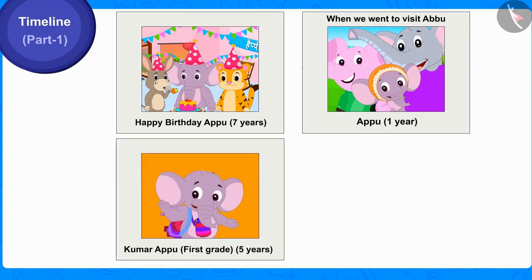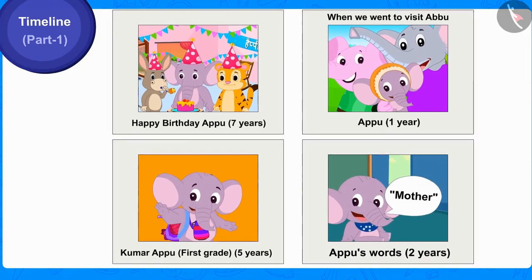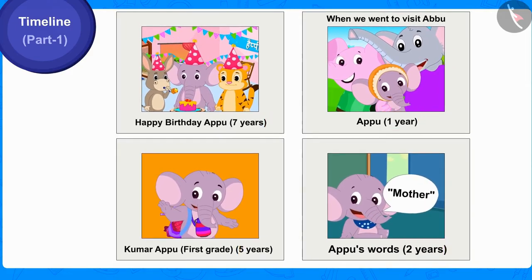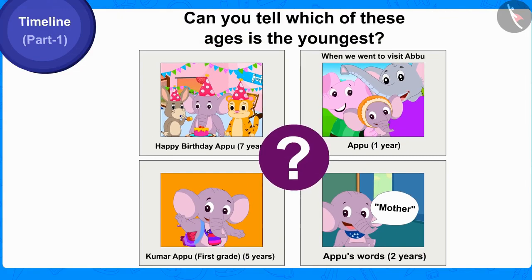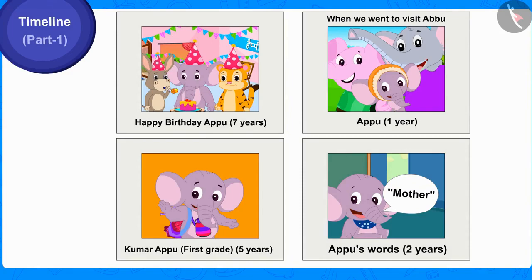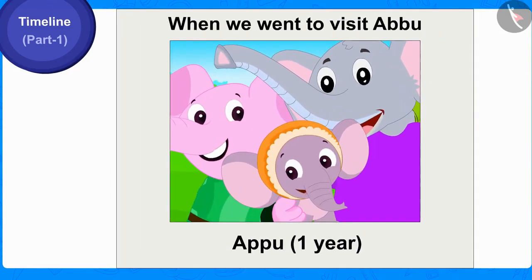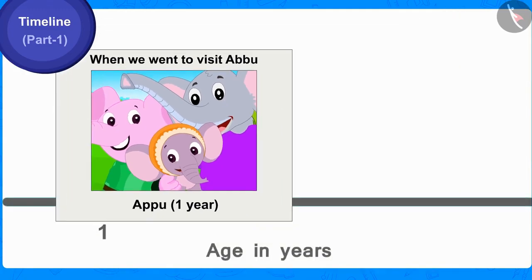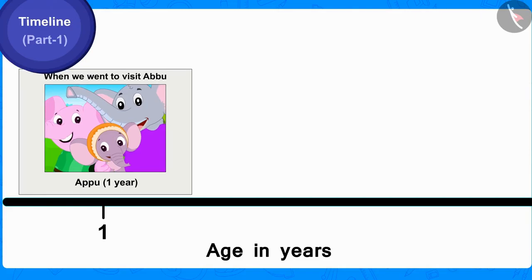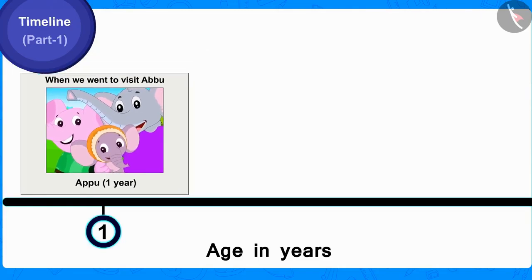Children, here we have 4 pictures of Appu and his age in those pictures. Can you tell which of these ages is the youngest? Correct! Out of these, this picture of Appu, which was taken when Appu was 1 year old, will be shown first on the timeline by writing 1 year on it like this.